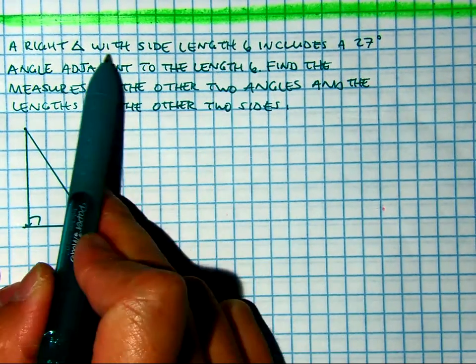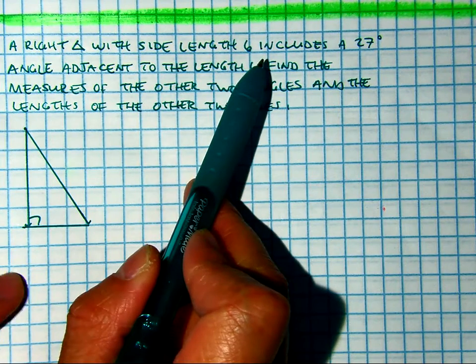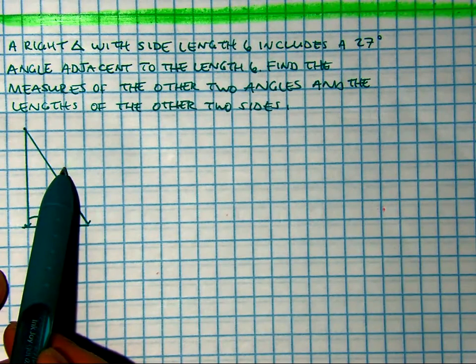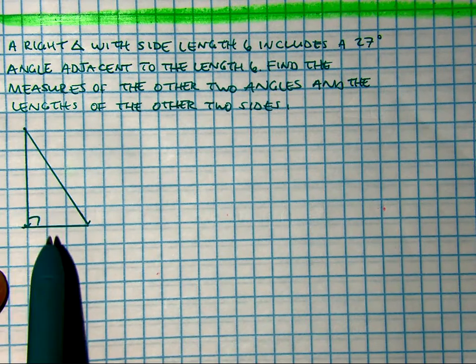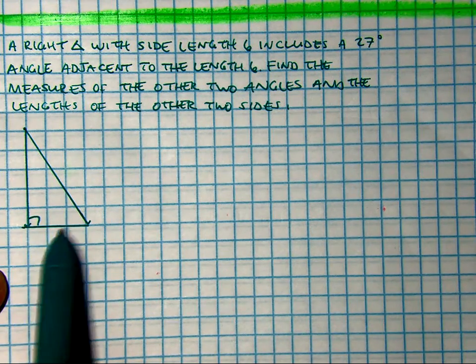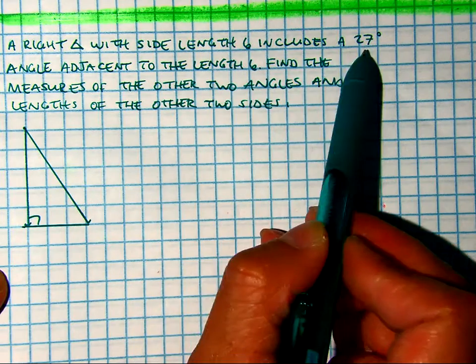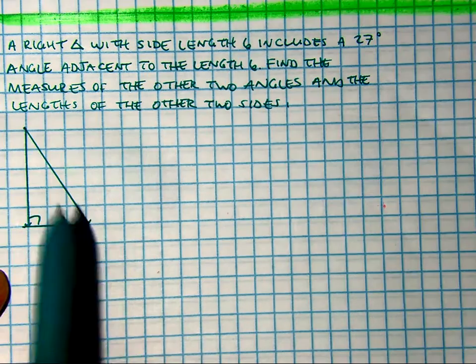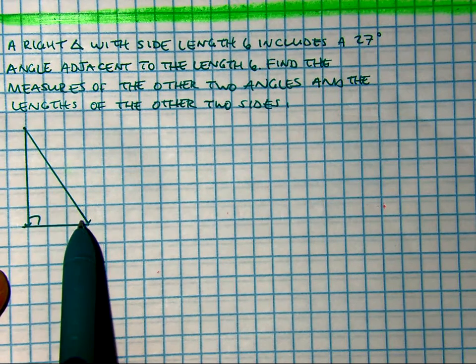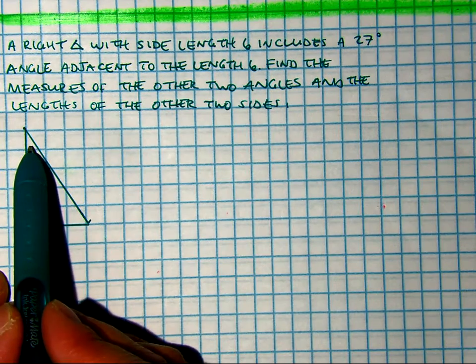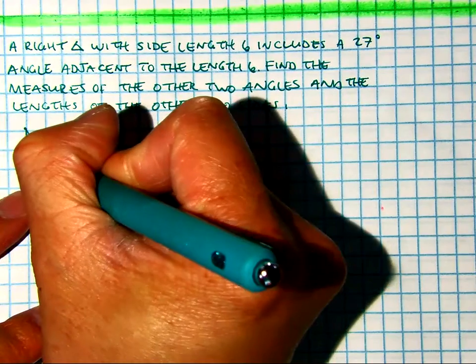So I know I'm not going to put a 6 here. Now, I could put a 6 here or a 6 here. Then it says, with a side length 6 includes a 27-degree angle. Now, if I had to be picky, which one is bigger? This angle here looks bigger than this one over here. So I'm going to put the 27 degrees up here. Now, if your triangle is differently orientated, that's okay.